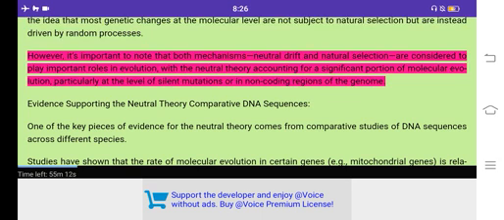However, it's important to note that both mechanisms, neutral drift and natural selection, are considered to play important roles in evolution, with the neutral theory accounting for a significant portion of molecular evolution, particularly at the level of silent mutations or in non-coding regions of the genome.